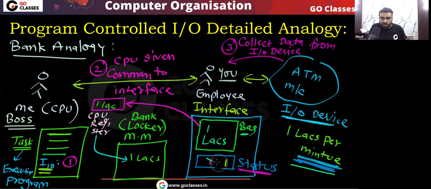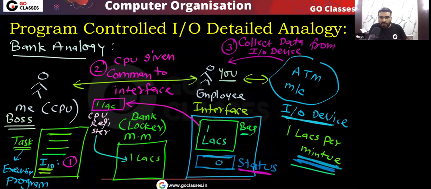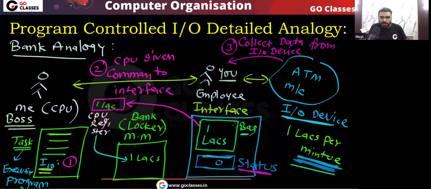Remember, when you transfer this 1 lakh rupees, it has gone to the main memory. Now this interface will make this bit 0. Yes or no? So this bit will become 0. Is this clear? Now again the interface is collecting 1 lakh rupees. You are the employee, you are collecting 1 lakh rupees. Again the same thing will happen. The CPU is continuously checking: is the data ready, is the data ready? Remember, this ATM machine will take 1 minute, so after 1 minute this data will be ready, another 1 lakh rupees.